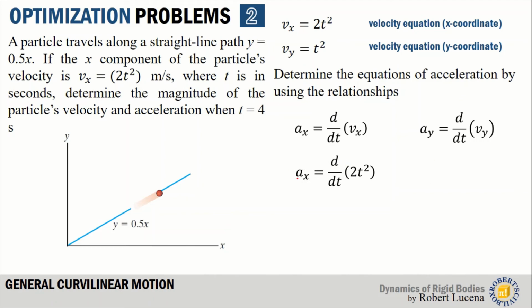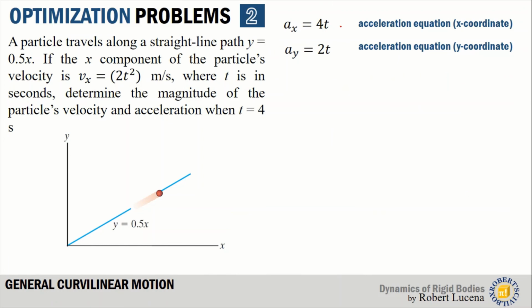Now, the derivative of 2t squared is Ax, and therefore Ax is 4t. And proceeding with the y component, let's substitute t squared to this one. And then getting the first time derivative of Vy, that is 2t. Now we have two equations of acceleration for Ax and for Ay. Now rewriting that above or here yields the Ax and Ay.